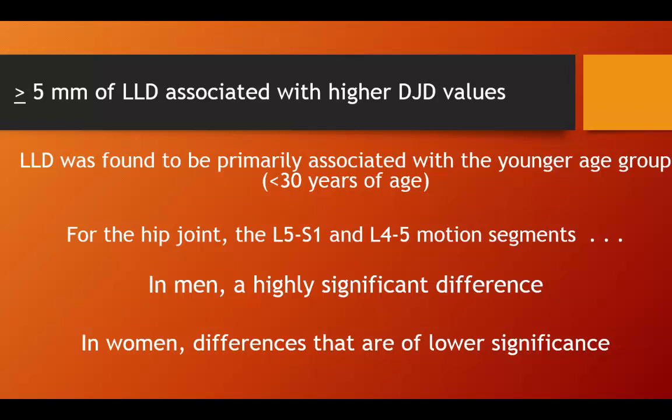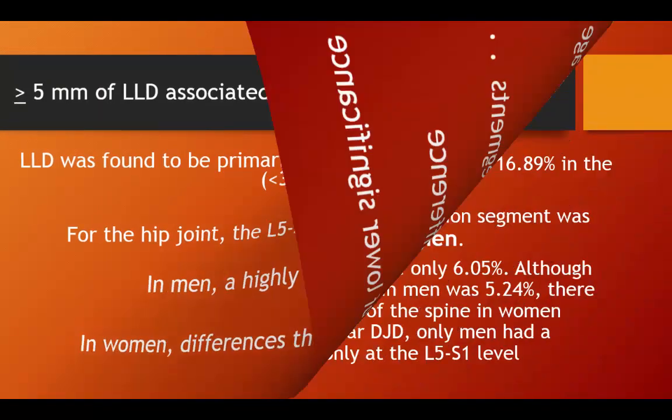The results? Greater than 5 millimeters of leg length deficiency was associated with higher DJD values. LLD was found to be primarily associated with the younger age group, and in men for the hip joint, the L5-S1 and L4-L5 motion segments, there was a highly significant difference compared to women.